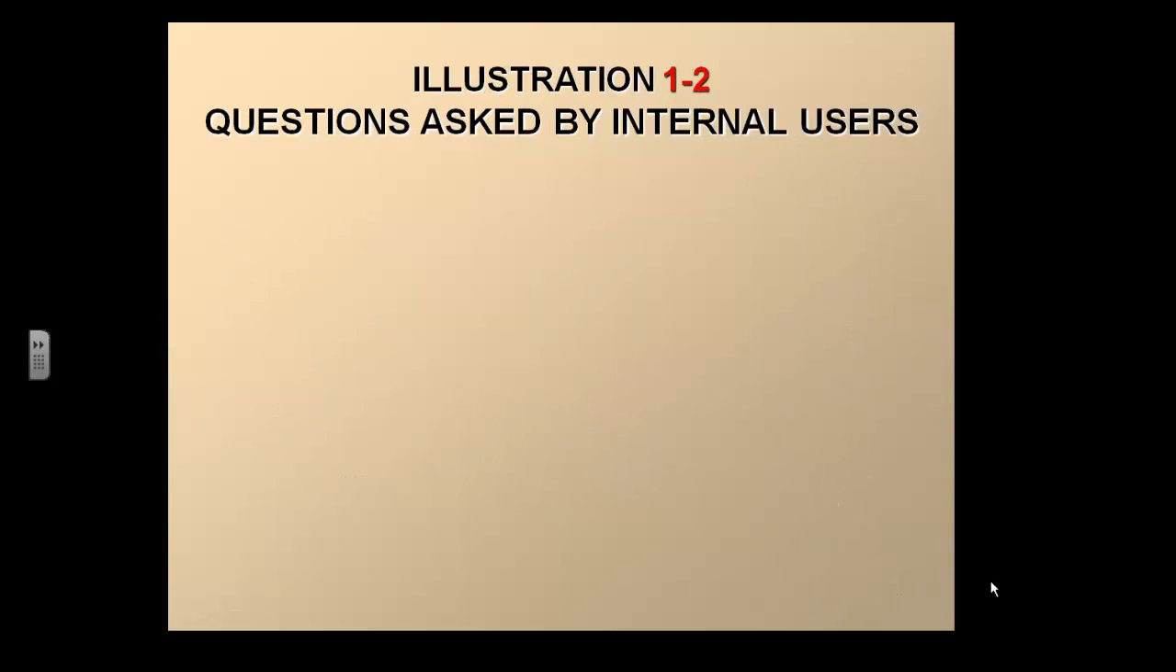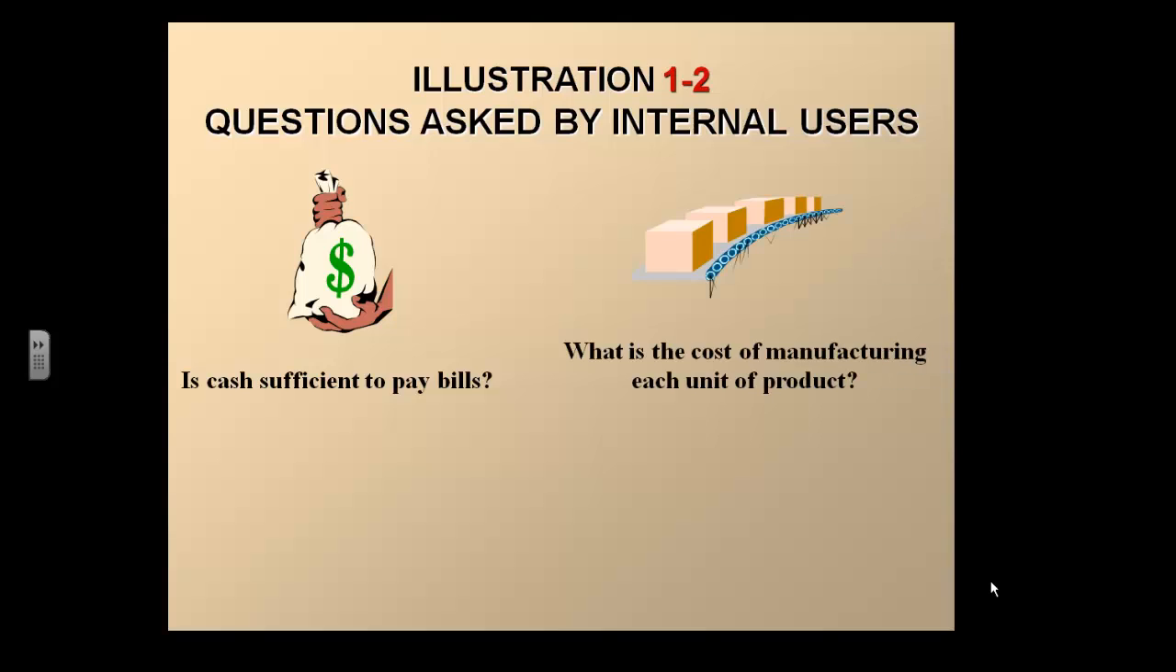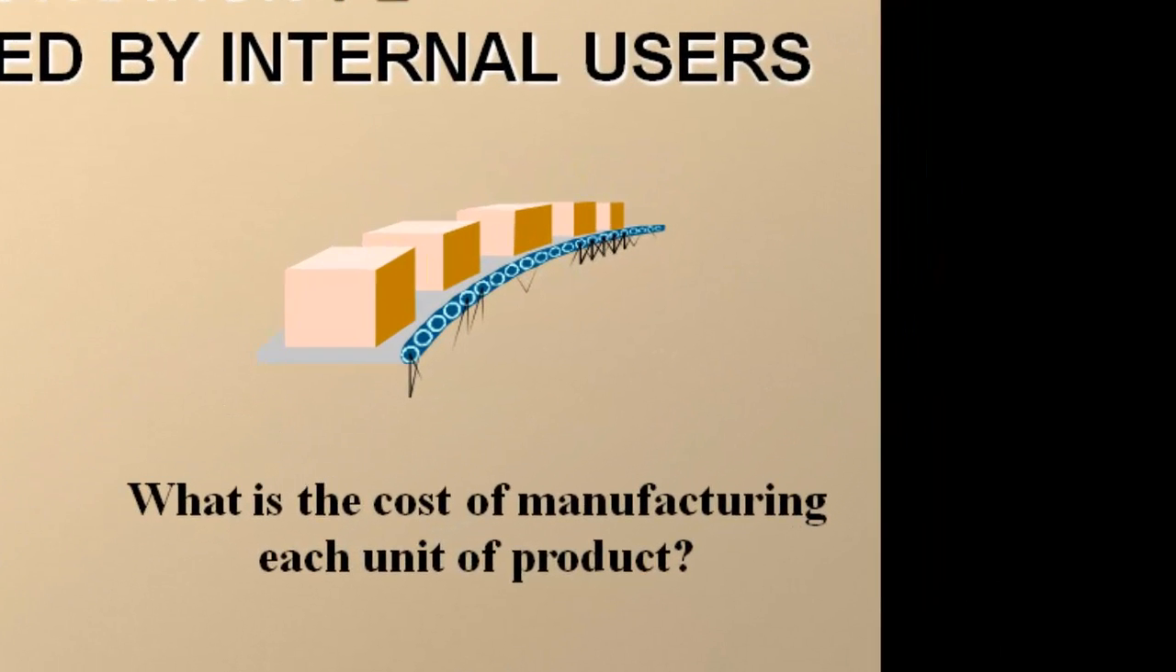There are both internal and external users of financial information. Internal users are those employees of the organization that would be interested in the accounting information to make decisions. For example, some of the questions they might ask are: is there enough cash to pay our bills? What is the cost of manufacturing each unit of product? So the cost would be, if you make pens, for example, how much does the ink cost? How much does the plastic or metal cost?